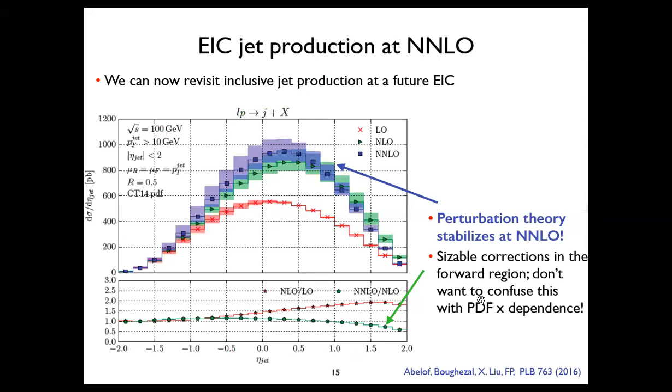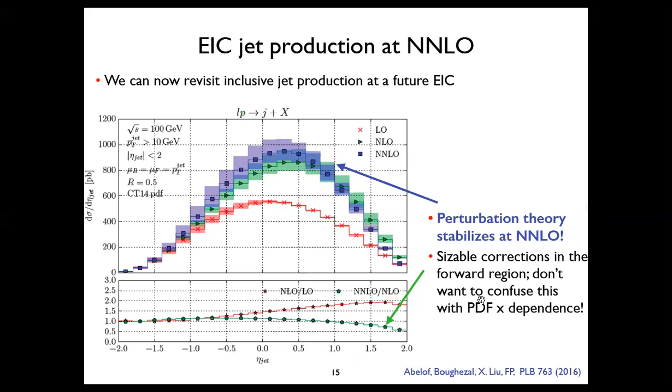A second thing to note is shown on the inset on the bottom of this plot. This shows two ratios. It shows the ratio of the NLO cross-section over the leading order cross-section, that's in red stars. And there's also the ratio of the NNLO cross-section over the NLO cross-section. So what you can see is that the NNLO over NLO, the green one, is fairly flat, but you can see some shape as a function of eta jet. This is the kind of thing where if you're doing a fit of, let's say, collinear PDFs, you don't want to confuse this slope coming from this K factor with some PDF x dependence.